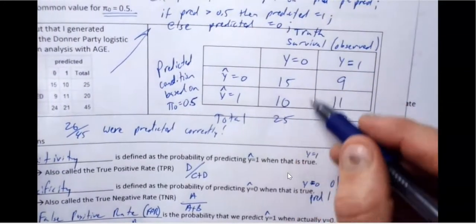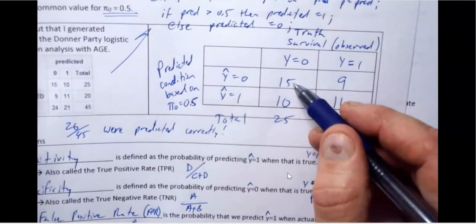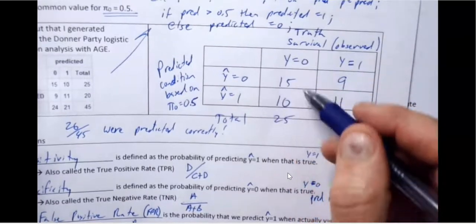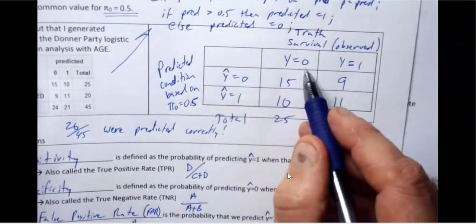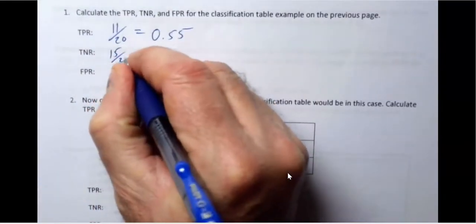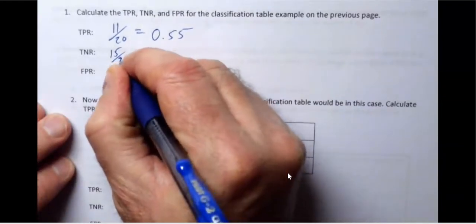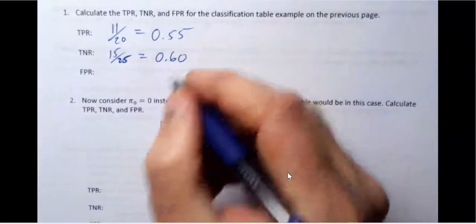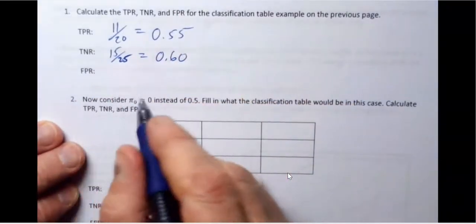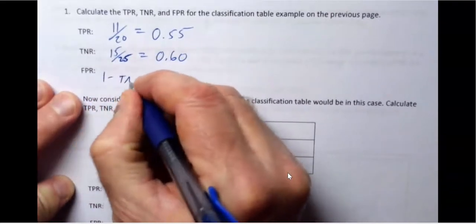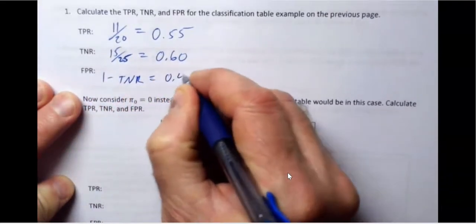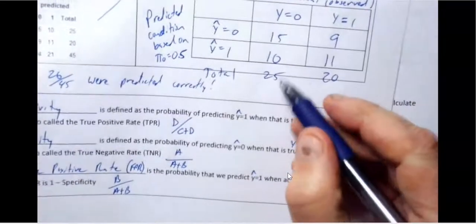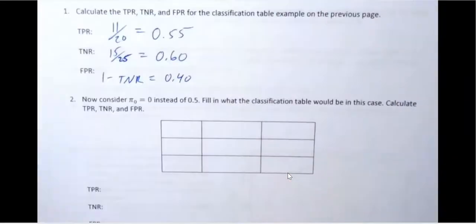The true negative rate: among those who actually died, how many were predicted to have died? The true negative rate is focused on this column, and 15 out of 25 actually died and were predicted to have died. So that's 60%. Finally, the false positive rate is just 1 minus the true negative rate, so that would be 0.40, or you can also calculate it as this cell, 10 divided by 25, which is 40%.